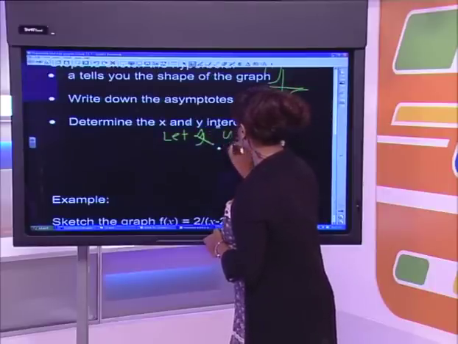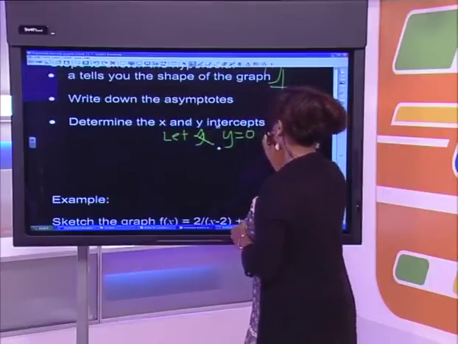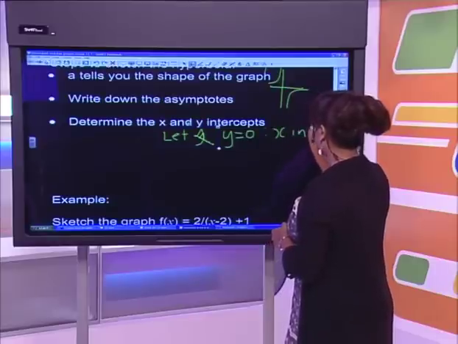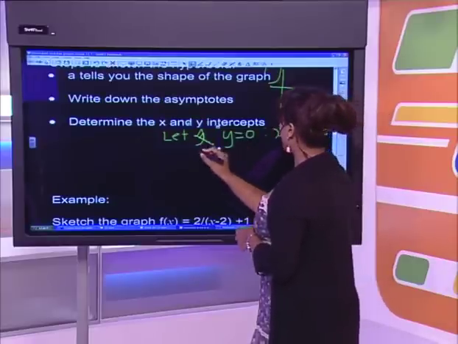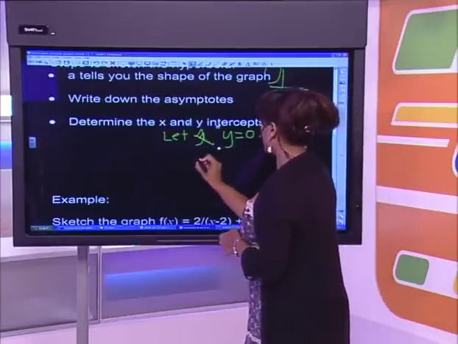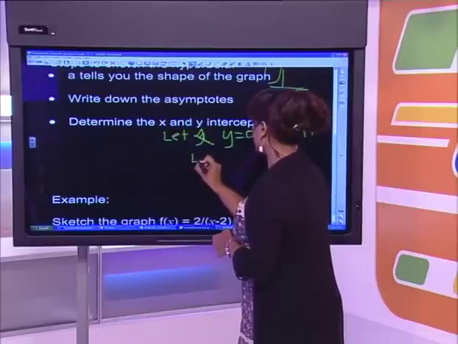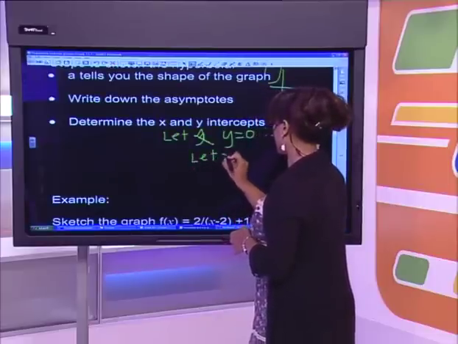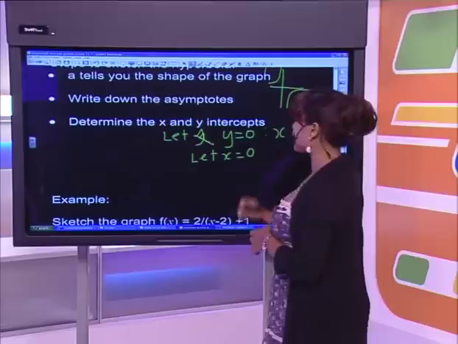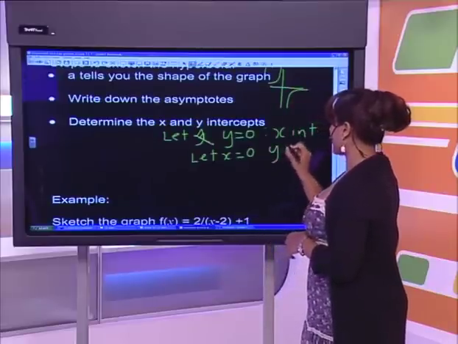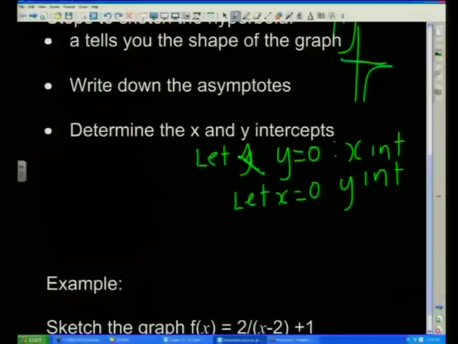All right, let's try that again. Let y equal 0, and that will give us the x-intercept. And then to find the y-intercept, we say let x equal 0. So those steps are exactly the same for your x and your y-intercepts. All right, so let's go over it again.